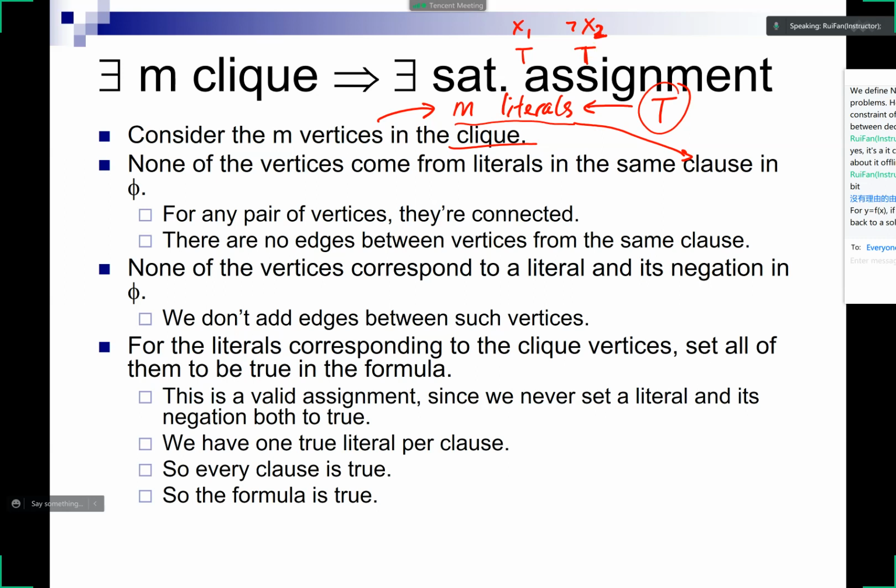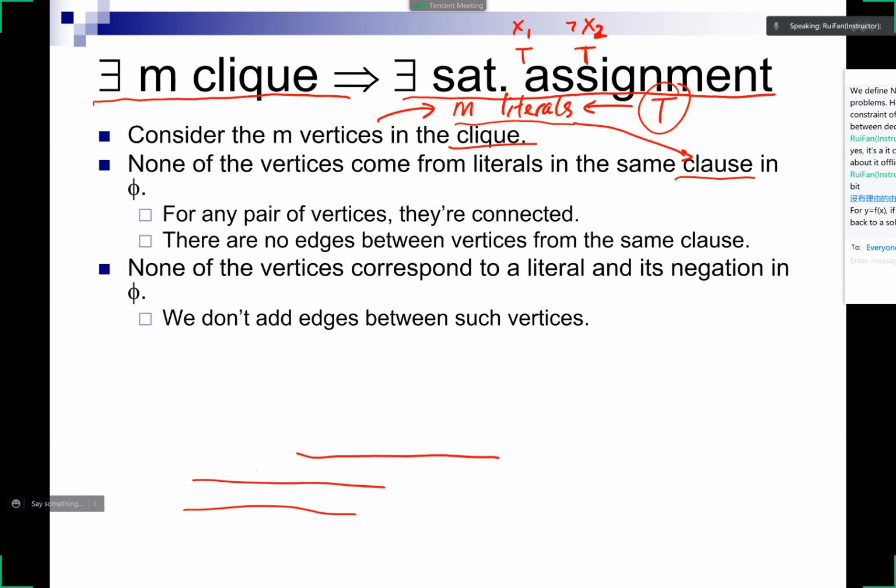And because each node corresponds to one literal from a different clause, we have one true literal per clause, so every clause is true. And so when you take the AND of all these clauses, you get a true, you get a satisfying assignment. So this shows that when you have an m-clique, you can use it to produce a satisfying assignment.